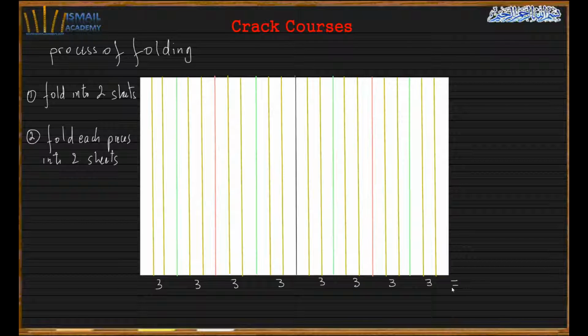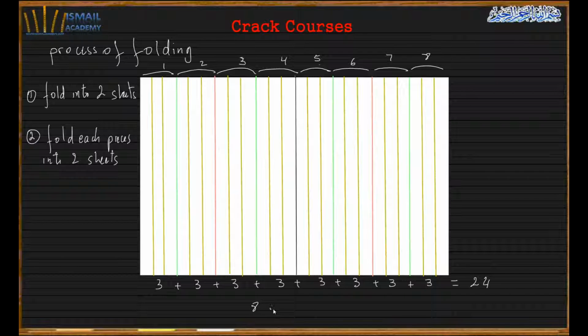So if I want to find out how many total pieces I have, I just need to add all of those threes. So when we add them, I got 24 pieces. And keep in mind, I have eight of three. The total big pieces are eight: one, two, three, four, five, six, seven, eight. So I have eight of three. So it's exactly what we have here.